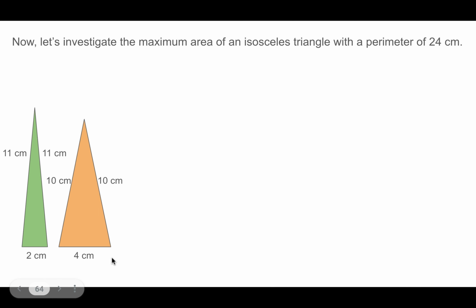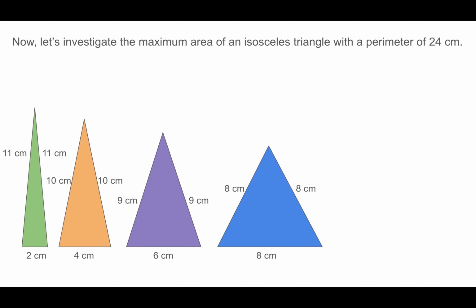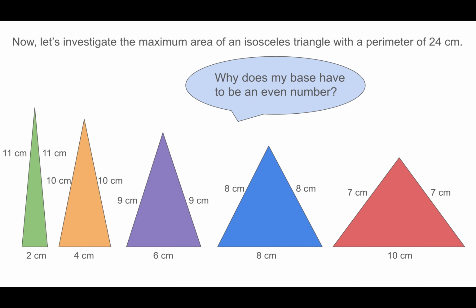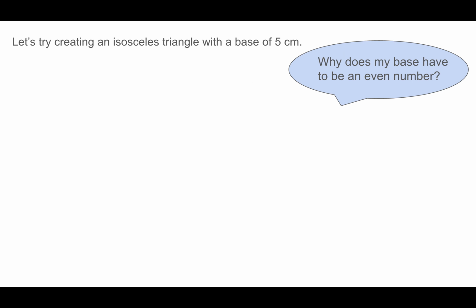Another one I have is the base is 4 with the sides of 10, the base of 6 with the sides of 9, the base of 8 with the sides also 8, and a base of 10 with the sides of 7. Did you notice that? My bases are all even: 2, 4, 6, 8, 10. But why does my base have to be even?